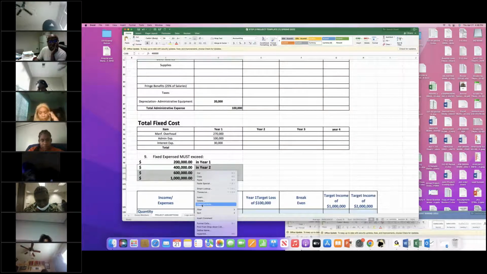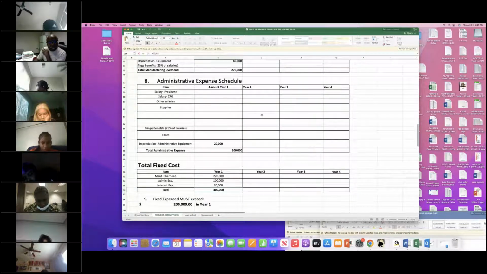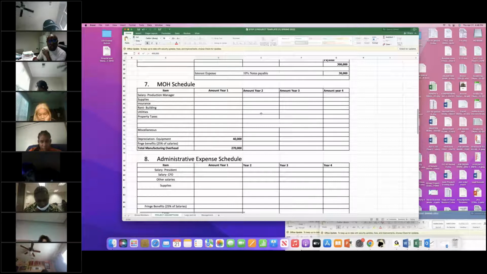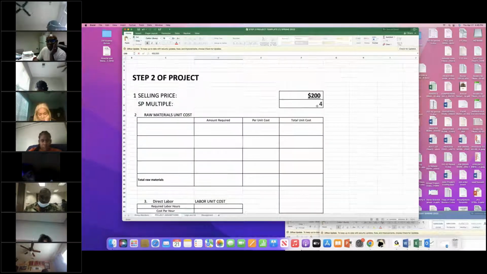So this is the procedure you got to follow. You got to buy and make the stuff and tell me what these costs are. These are all your numbers. So in this little example, we said that the variable cost, labor and raw materials, is 50. Our selling price multiple was 4. And so that made the selling price 200. Then we had to come back and make bad debt 10% of the selling price. Selling expense 20% of the selling price, 40.